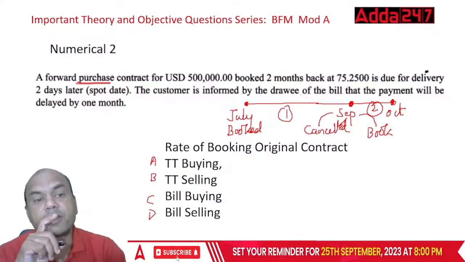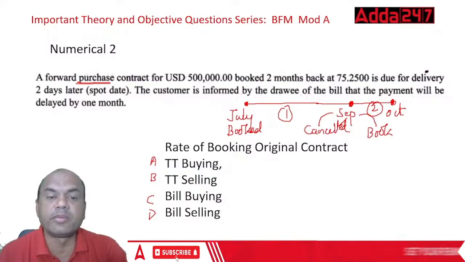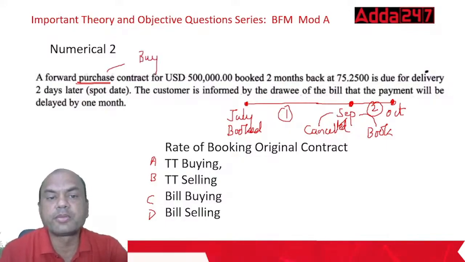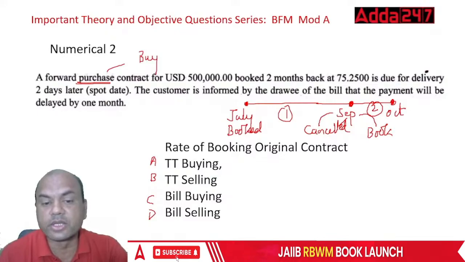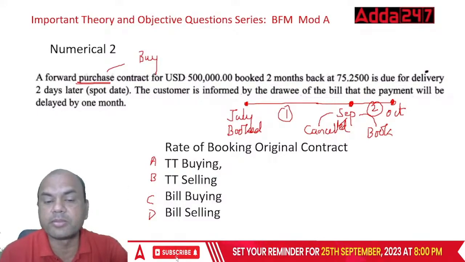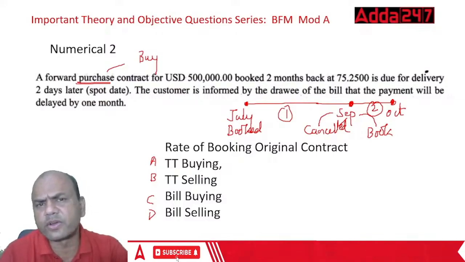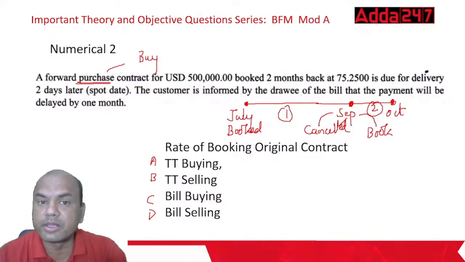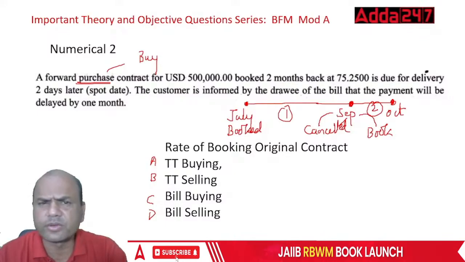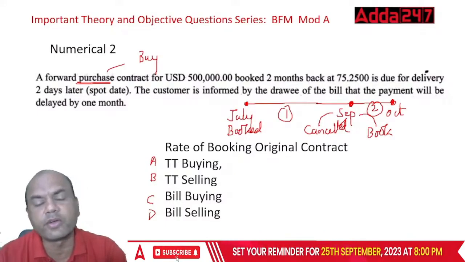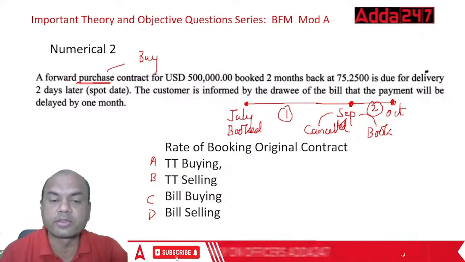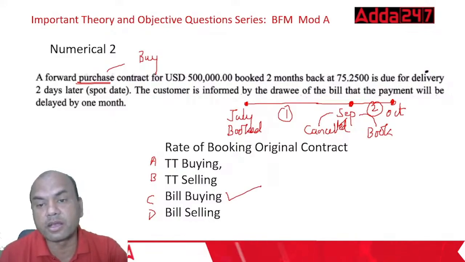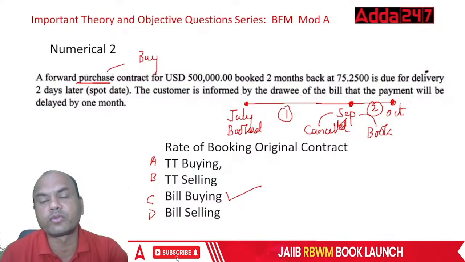What do you think? Purchase contract. Purchase means what? It will be buying. Okay. Purchase means buying. Buy. So if it is buy, then what? Now the answer is only 2. 2 are remaining. Either TT buying or bill buying. So which one? Just now I told you in the first numerical. Whenever you are booking a forward contract, you will always use which rate? Bill rate or TT rate? Just go to that part of the video again. You will be taking bill rate. So the answer will be bill buying. So the original contract was booked at bill buying rate. Remember this. This bill buying rate is 75.25.